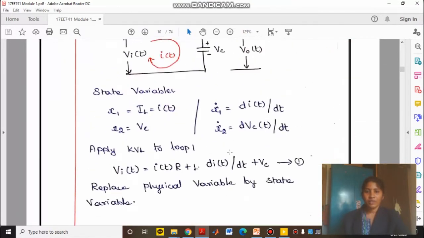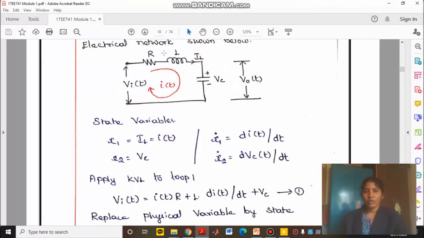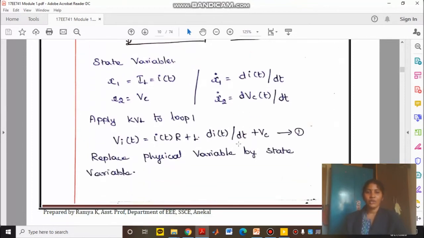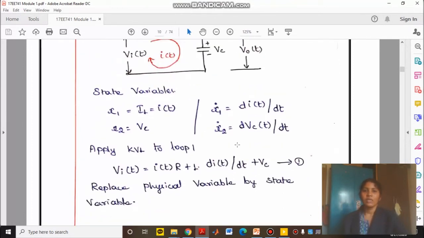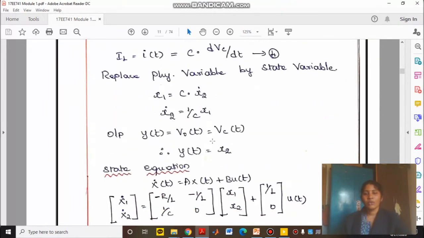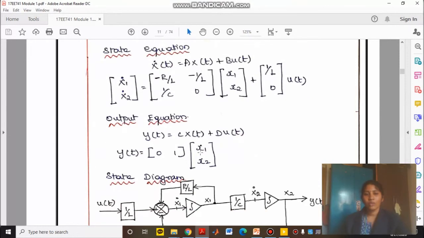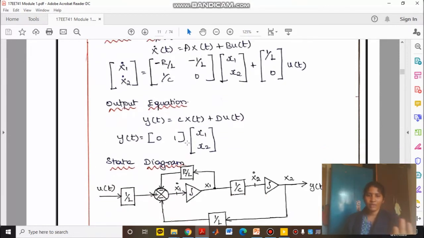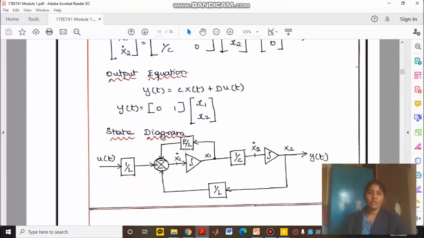After writing the first order differential equation for the given electrical network, you have to apply either KVL or KCL and frame the equation. Suppose you identified two state variables, in the state equation you will get x1 dot and x2 dot, and correspondingly your A matrix. In the same way you have to follow for your output equation also. Once everything is done, you need to draw the state diagram.